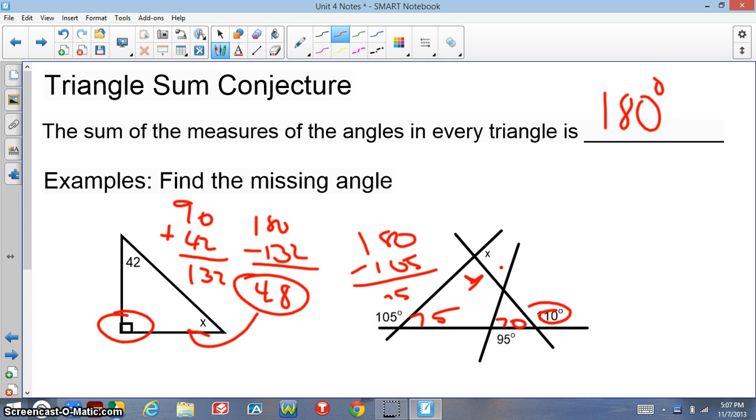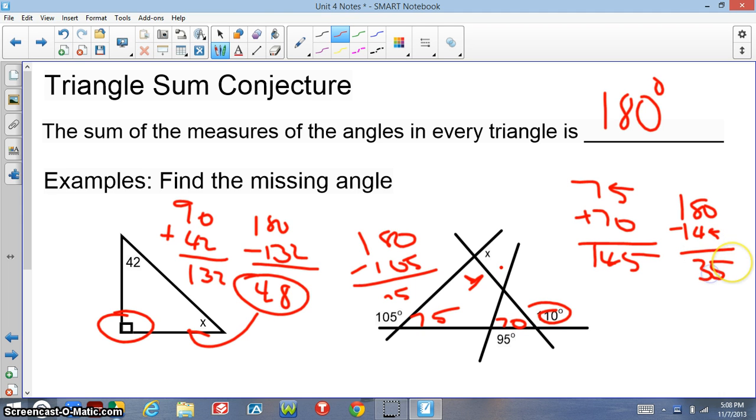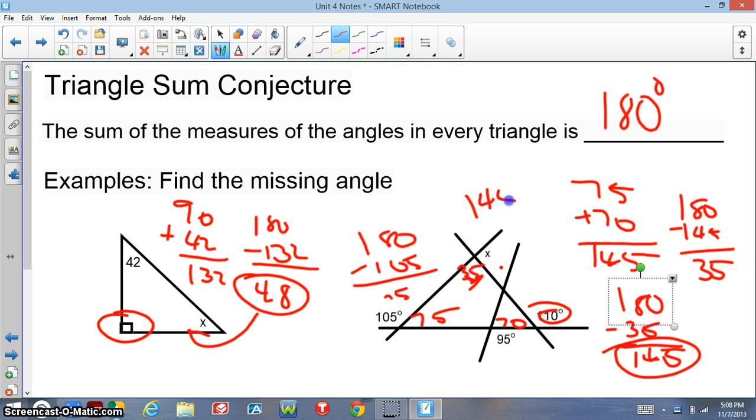Now I can find out what that angle y is. 75 and 70 is 145. 180 minus 145 is 35. So y is 35 degrees. Now if I want to find x, 180 minus 35 is 145 degrees for angle x. Again, a fairly simple little example.